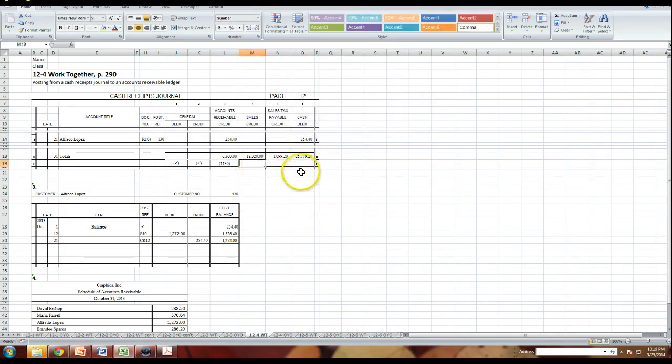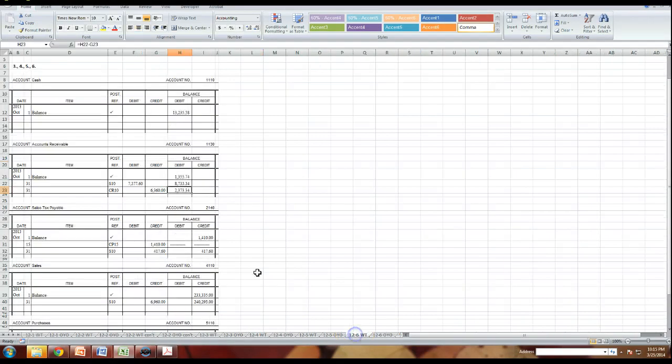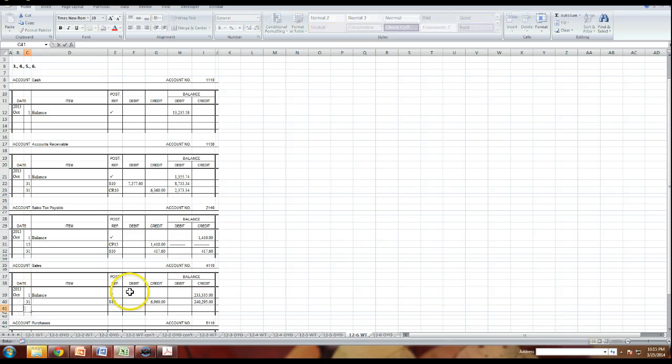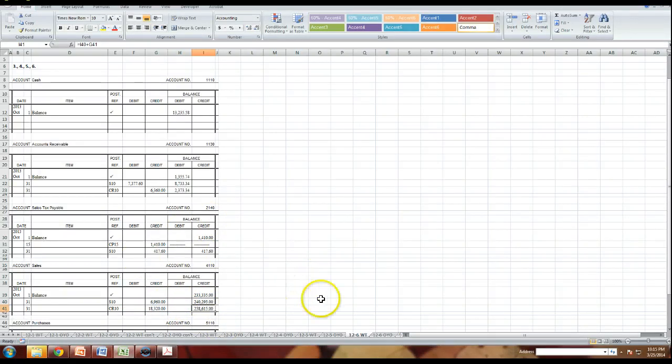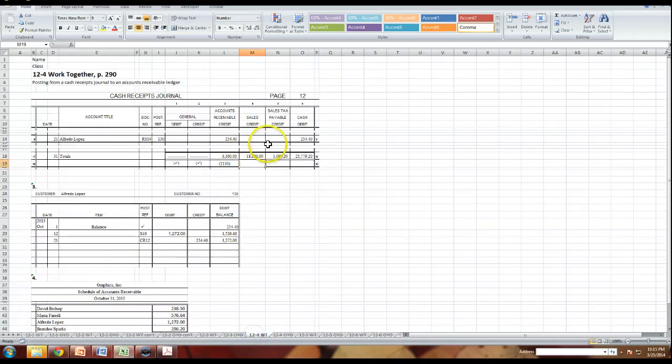So let's do sales credit. Sales credit is for 18,320. Let's go back to our general ledger. Here's sales 31. Cash receipts 18,320. Calculate our new balance. We add 2 credits together, and this is our new balance, $258,615, and that's 4110. So we're going to put 4110 for the account number.